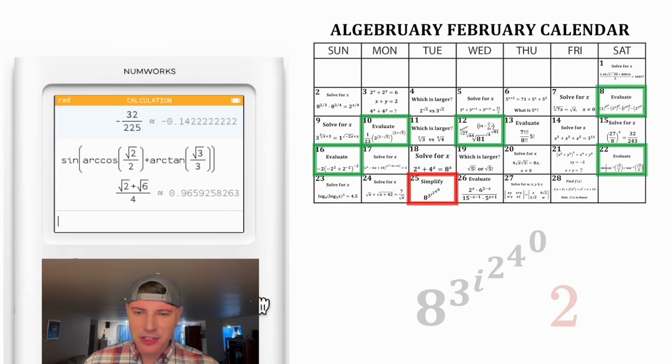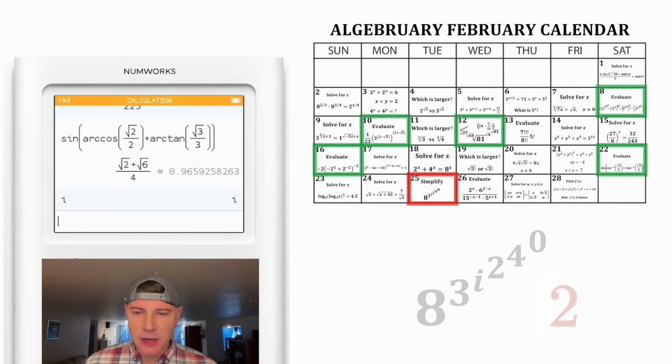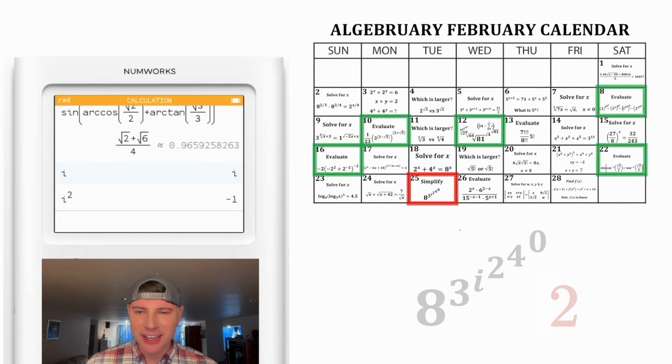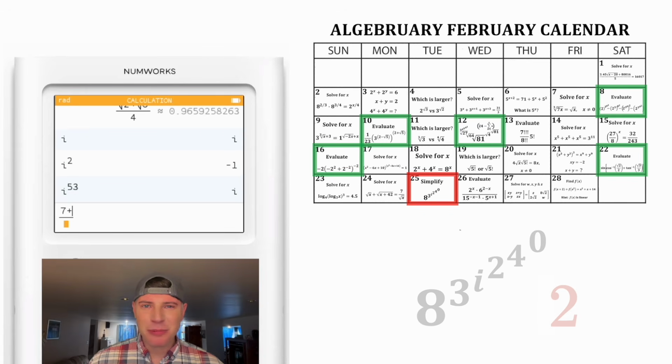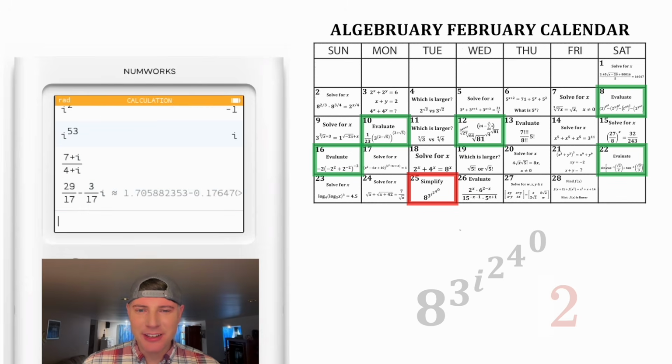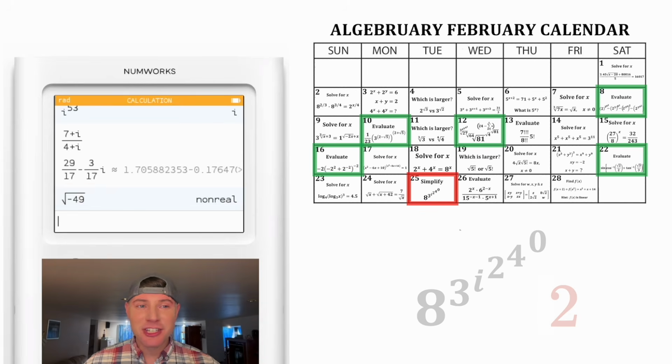Let's see if it can do imaginary numbers first. Here's i, so it gives me i. Let's try i squared. That's -1. What about i to the 53? That's correct. What about 7 plus i over 4 plus i? It automatically simplifies it and rationalizes the denominator. What about square root of -49? All right, it just says non-real, which is probably good because if a student isn't doing complex numbers, you don't want it to give a value.